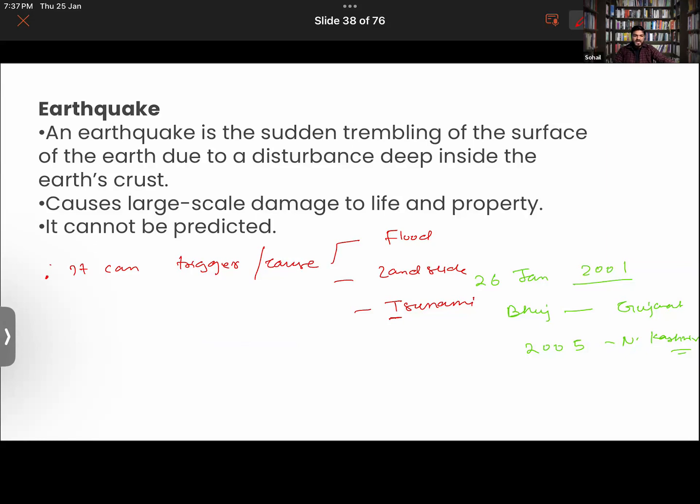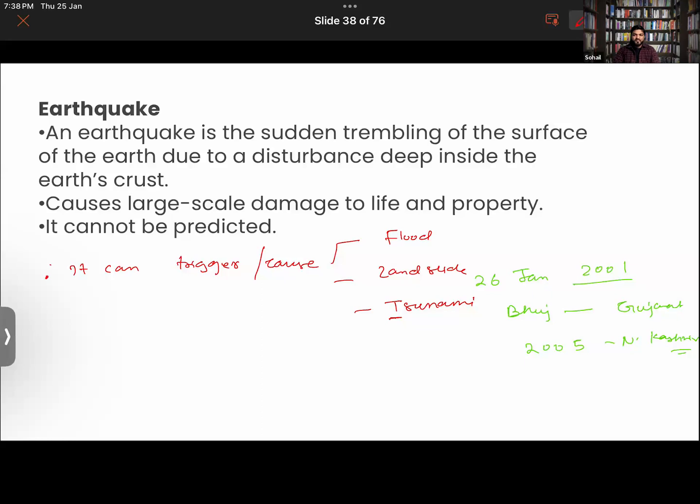Lightning has some advantages for us also. One of the most common, we know, is nitrogen fixation. So one of the usefulness of lightning is that it helps in nitrogen fixation also. Nitrogen fixation में help करता है. Okay, how does it help in nitrogen fixation? That is the question.